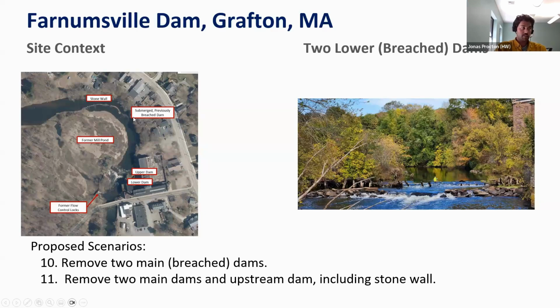Something we want to look at is our first scenario, which would just be removing those two lower dams. But we're interested in seeing if you remove these dams, does it lower water levels so much that this upper dam actually starts acting as an active dam again, holds back flow, creates another sort of impassable point? So do we need to also remove that dam and maybe the stone wall too? So that's two more scenarios. We're already at 11 scenarios towards our 20.